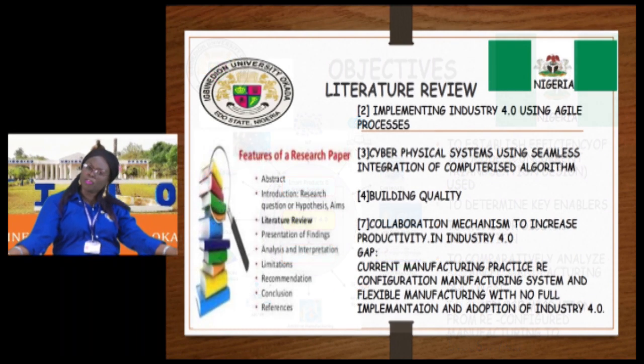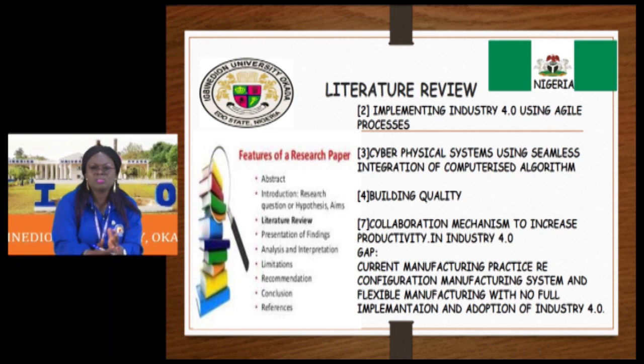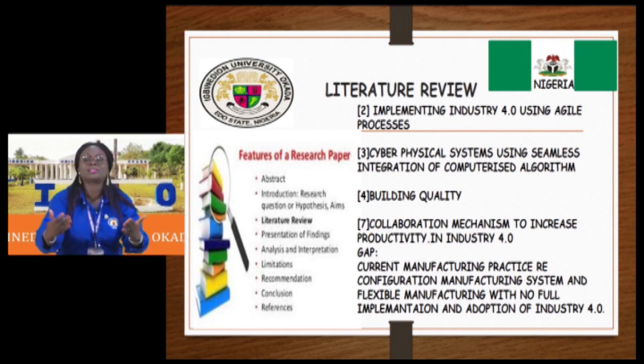We looked at some literature review. One of them was a study that looked at the implementation of Industry 4.0 using agile processes, optimizing production through configuration of technologies, of course, modular technologies for digitization. But this study did not look into adoption of Industry 4.0. It was studied by J. Kim, Q-I-N, et al. in 2016.